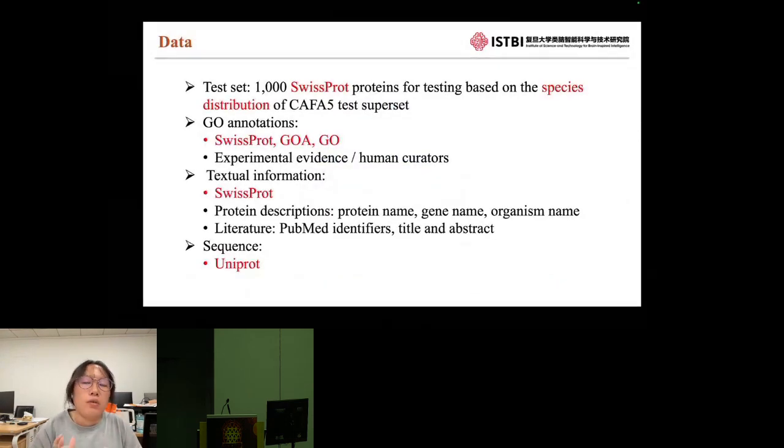As for the data, we randomly selected 1,000 Swiss-Prot proteins for testing based on the species distribution of the CAFA5 test superset. The GO annotations are from three databases, Swiss-Prot, GOA, and GO, with experimental evidence or just annotated by human curators. The textual information is from Swiss-Prot. We selected the protein name, chain name, and organism name as the protein descriptions, and the title and the abstract of each PubMed identifier as the literature information. Our sentence information is from UniProt.